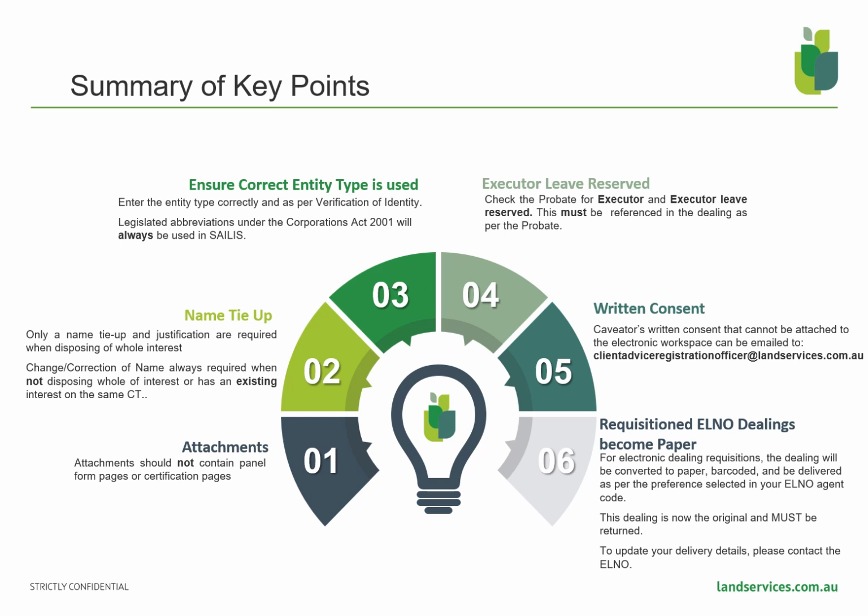Point 3. Enter the entity type correctly and as per their verification of identity documents. Legislated abbreviations under the Corporations Act 2001 will always be used in SALIS. Point 4. Check the probate for the executor and executor leave reserve capacity. This must be referenced correctly in the dealing as per the probate.